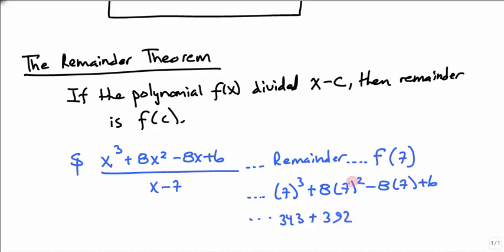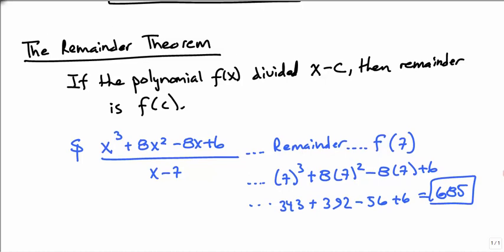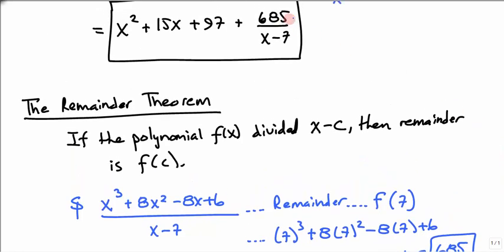Now remember, when we square here, we have to square the 7 first. We don't take 8 times 7 first and then square that value. Negative 8 times 7 is a minus 56 plus 6. Okay, as we're simplifying then, we have 343 plus 392 minus 56 plus 6, and we get 685.